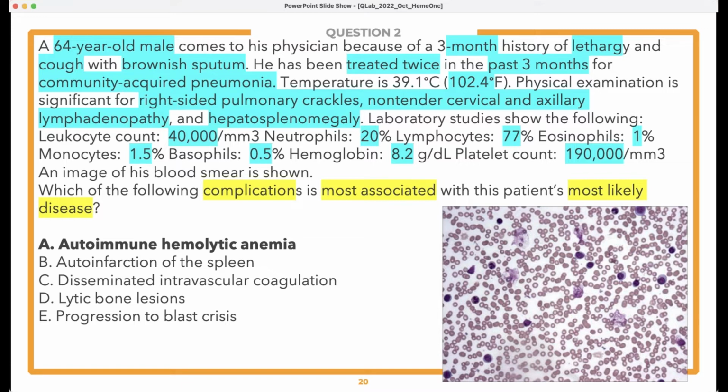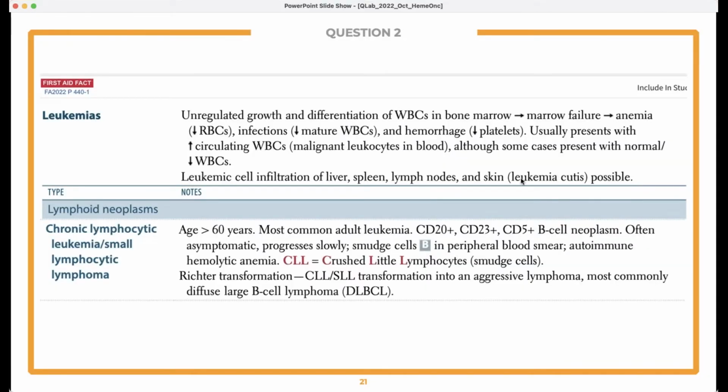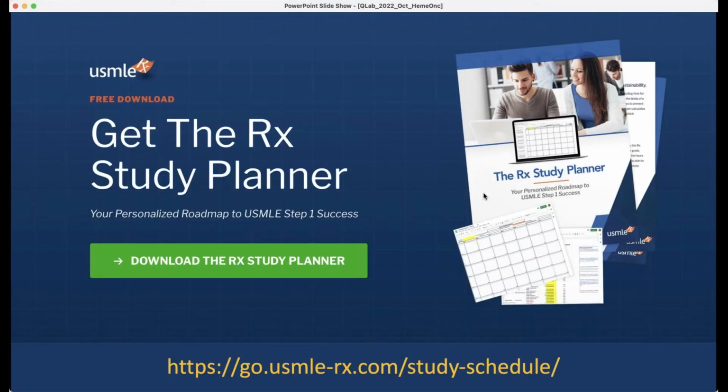Excellent. Thank you, Paris. So good work, folks. That was a tough one, but hopefully you're gaining a lot of knowledge as we work through these questions. We're going to get to question number 3 here in a minute.